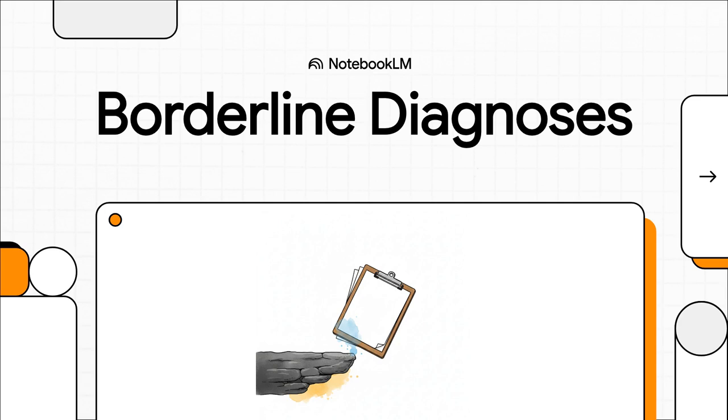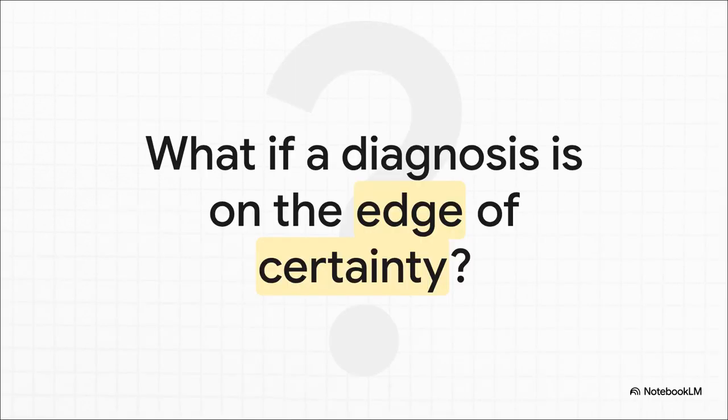But today we've got a brand new mission. We're cracking open the FY 2026 ICD-10-CM official guidelines, specifically section IB-17, and we're talking entirely about borderline diagnoses. I really want you to think about this for a second. What happens when a diagnosis is resting right on the edge of certainty?